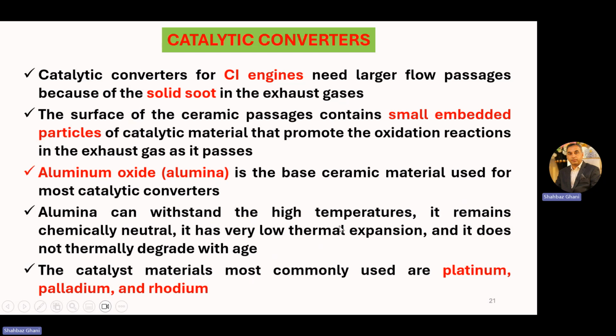Number two, it remains chemically neutral. Number three, it has very low thermal expansion, so thermal conductivity is very low. And number four, it does not thermally degrade with age. So there are four factors due to which alumina is used as the base ceramic material: high temperature tolerance, chemical neutrality, very low thermal expansion, and no thermal degradation with age.